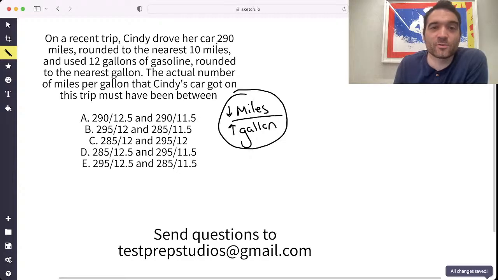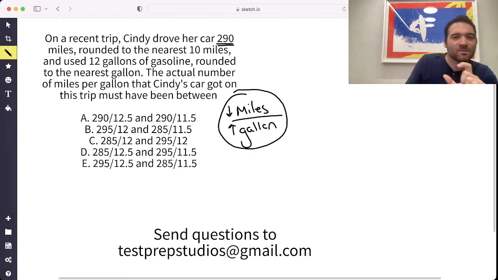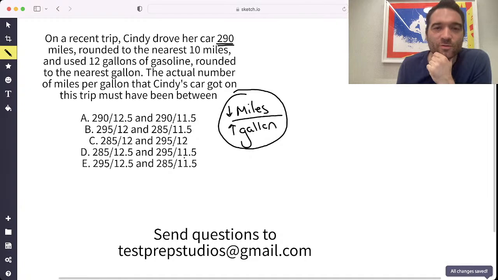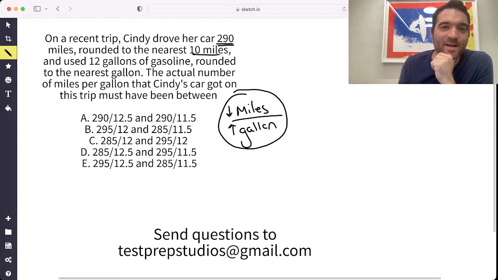So if she drove 290 miles, what's the smallest number of miles she could have driven that would round to 290? Well, it's 285, right? Rounded to the nearest 10 miles. Because 285 rounds up to 290. So right there, A and B and E are all out.